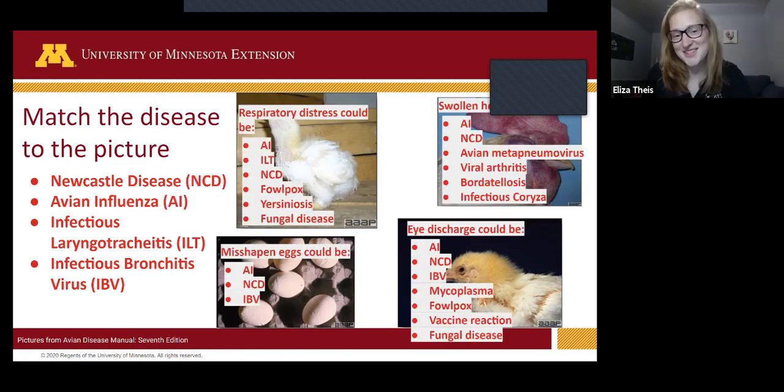Here are the answers. Okay, it's a trick question. On each picture, I listed several diseases, including some we haven't even talked about, that could be the result of the clinical sign that is shown. This illustrates a really important point in poultry medicine, which is it's very, very difficult to diagnose a disease just by looking at the birds. Further testing is needed to diagnose most poultry diseases.